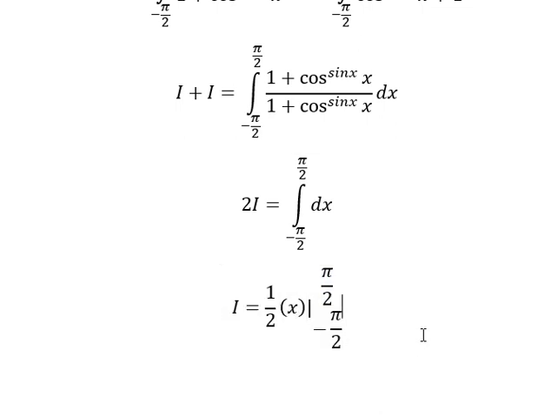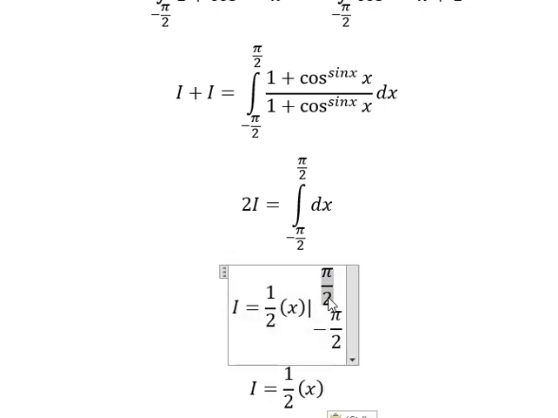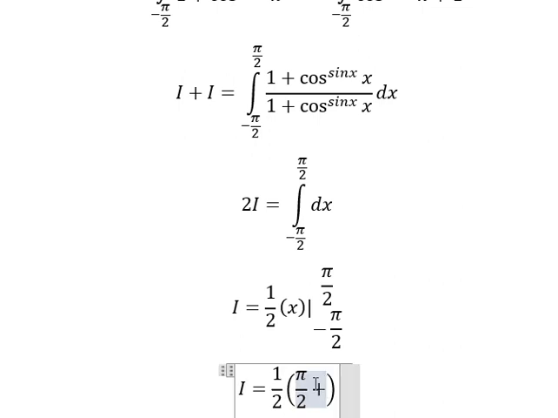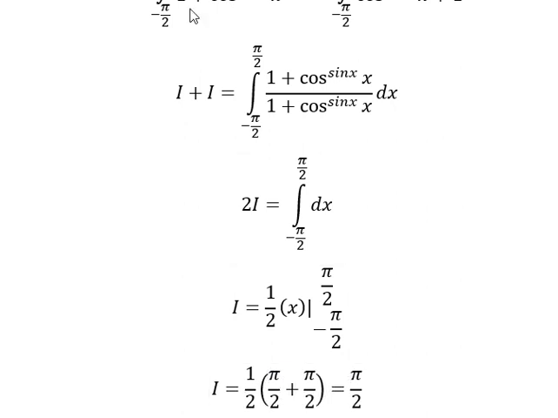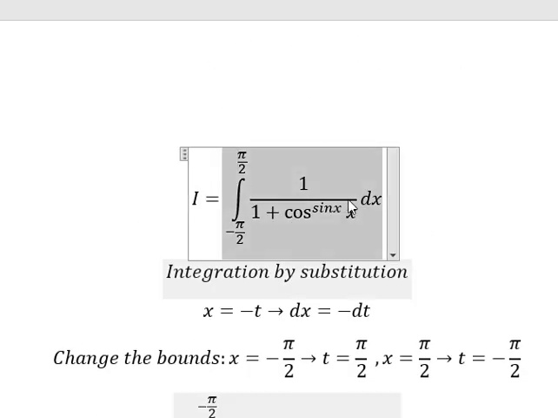And now we have the final answer. So we calculate this one and we have b over 2. And we know that that is this one.